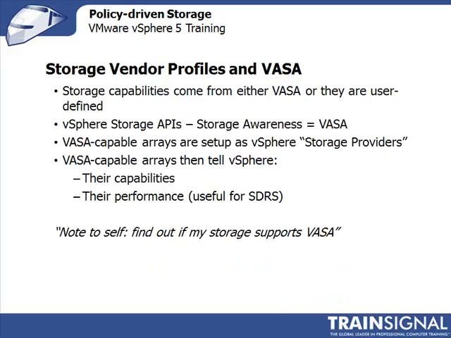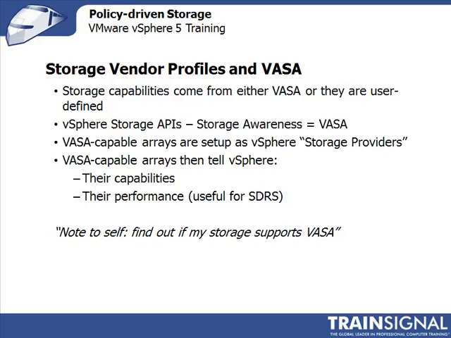So now let's talk about VASA. Inside the vSphere client on the home screen, you'll see a new icon there that says Storage Vendor Profiles, and that really has to do with VASA. So storage capabilities, like I said, either come from VASA or they're user-defined. If they're coming from VASA, they're using the vSphere Storage API for storage awareness. That's actually what VASA stands for, but it's much easier to say VASA, isn't it? So VASA-capable arrays are set up as vSphere storage providers, and I'll show you where to do this in just a second.